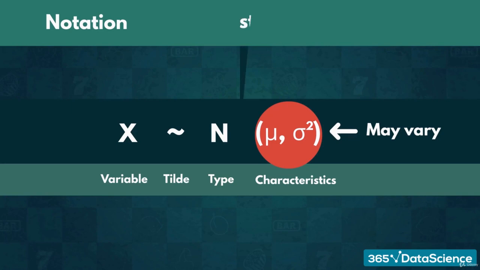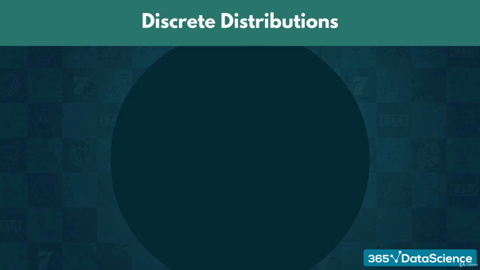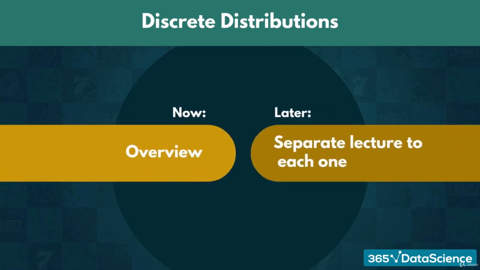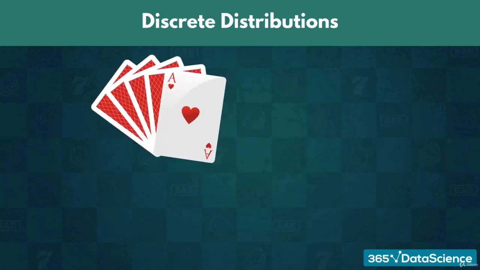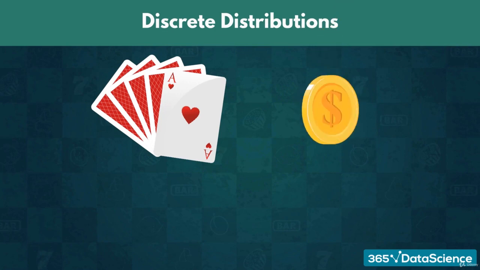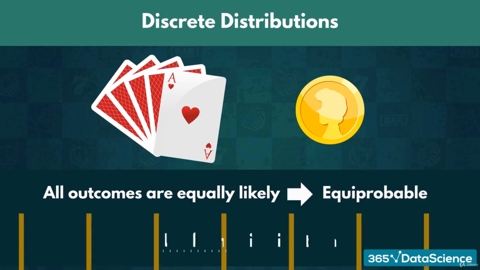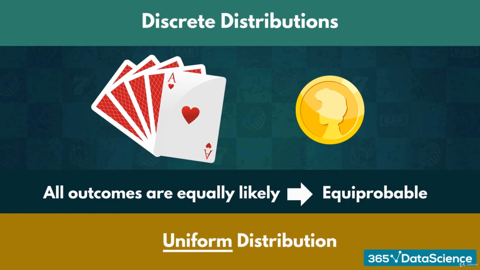All right, let us start by talking about the discrete ones. We will give an overview of them, and then we will devote a separate lecture to each one. So, we looked at problems relating to drawing cards from a deck or flipping a coin. Both examples show events where all outcomes are equally likely. Such outcomes are called equiprobable, and these sorts of events follow a uniform distribution.